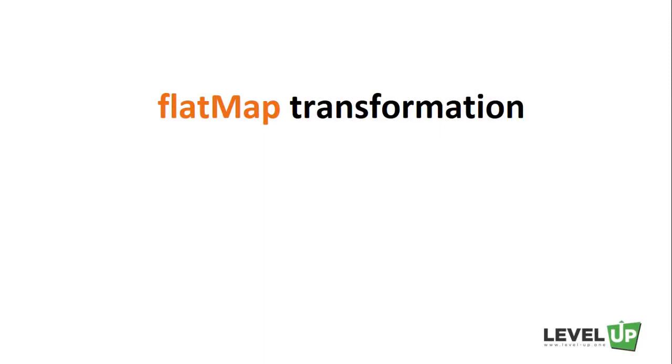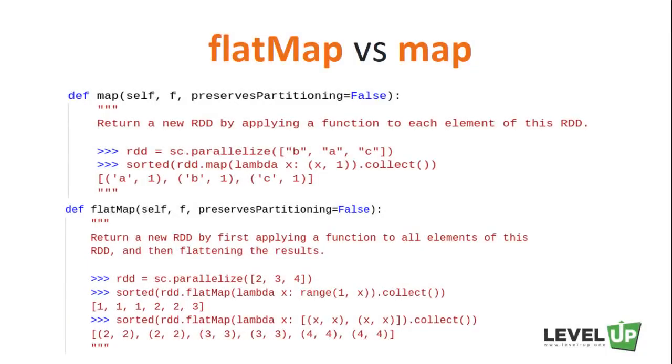The transformation is called FlatMap. Sometimes we want to produce multiple elements from each input element. This is where FlatMap comes in handy. As with map, the function provided to FlatMap is applied to each element of the input RDD. But with FlatMap, the results are flattened before being returned.